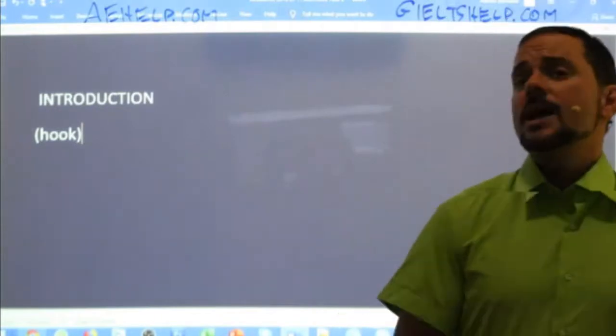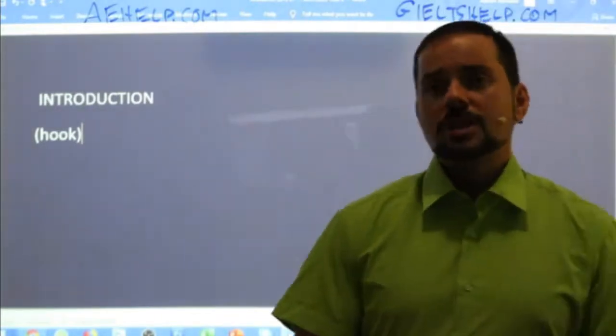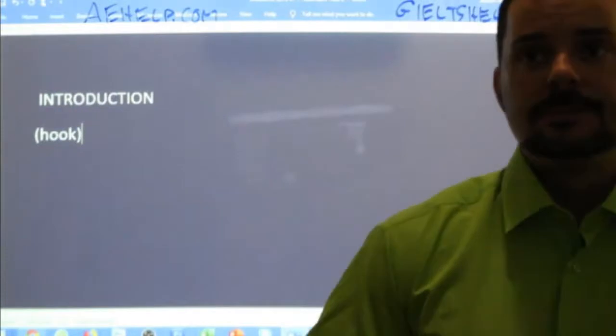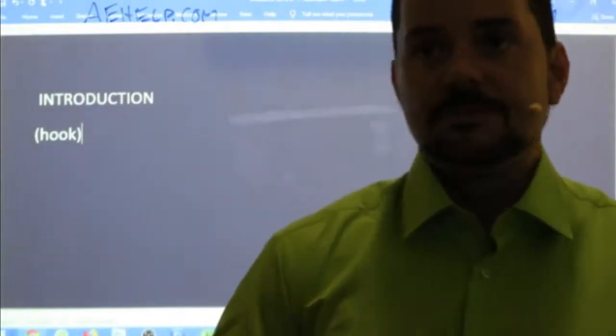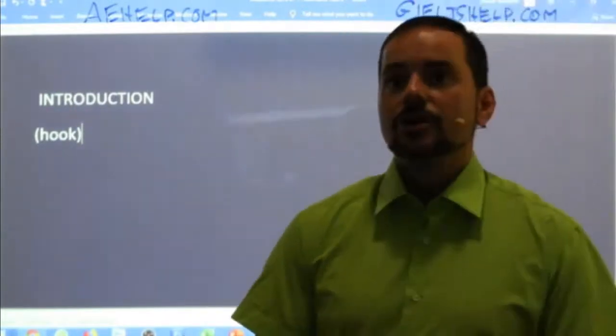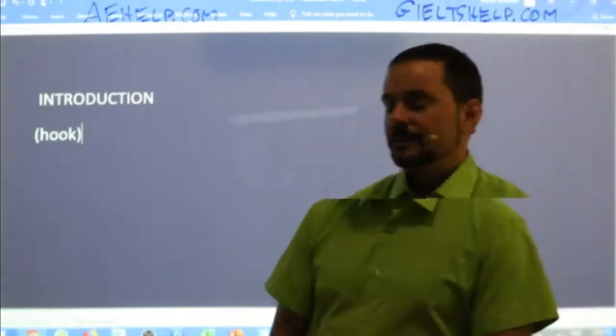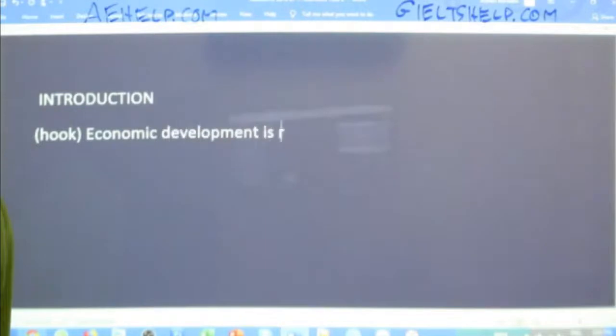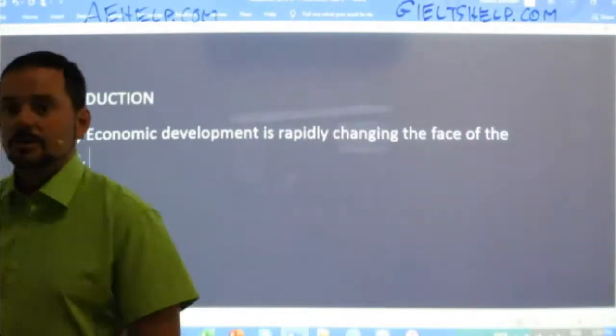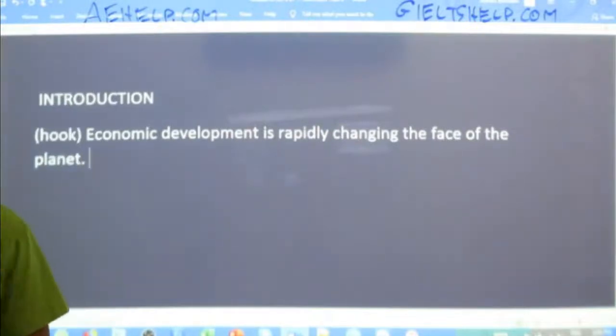Gurkharat, that's way too much for a hook. For a hook, just keep it simple. Like financial development is changing the face of the planet. That would be good, Gurkharat. Just keeping it simple. All right? So economic development is rapidly changing the face of the planet. That would be a good hook, Gurkharat, just keeping it simple like that. All right?